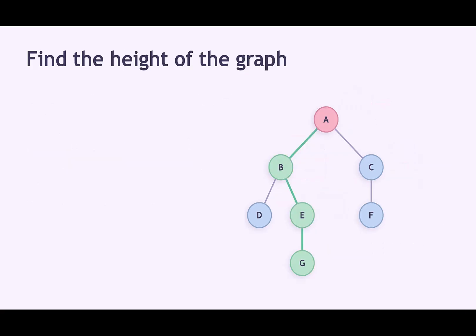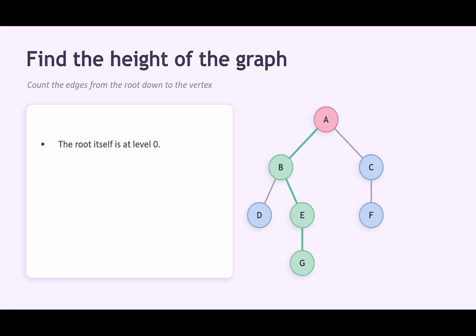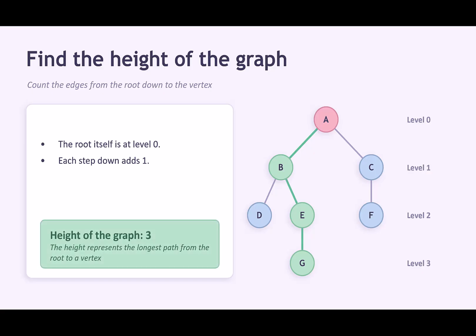Let's find the height of each vertex in this graph. Remember, we're going to count the edges from the root down to the vertex. Starting at the root itself, we say that's at level 0. Then each step down is going to add 1. So B and C are both at level 1, D, E, and F are at level 2, and then G is at level 3. G has the farthest distance from A. We can see it was level 3, which means our overall height of the graph is 3. This again emphasizes that the height represents the longest path from the root to a vertex.